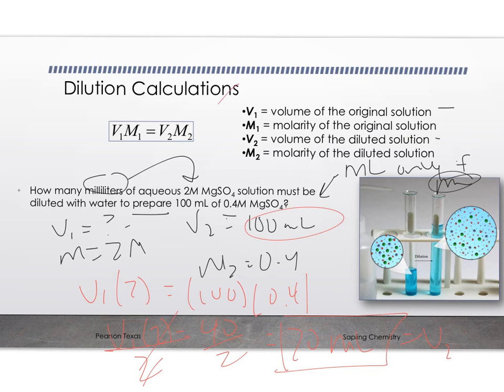So the problem with this calculation is we need to be able to identify the original solution versus the final solution. So be very careful of how they're asking the problem. Label all of your variables just like I did, and then you should be able to clearly see which variable you need to calculate.